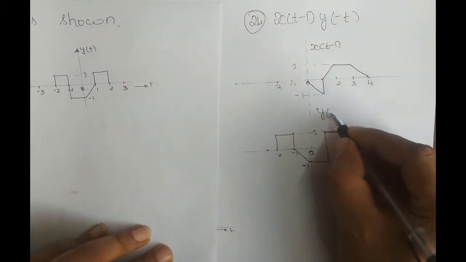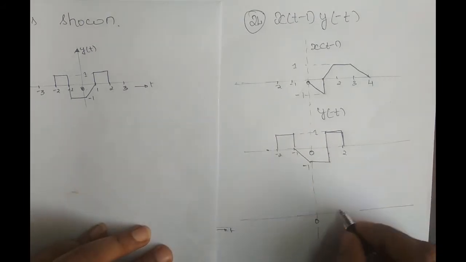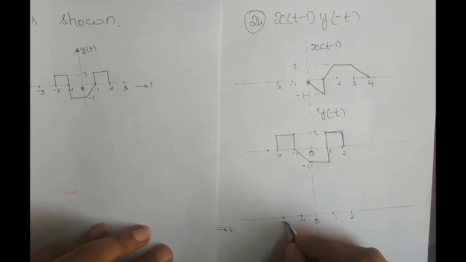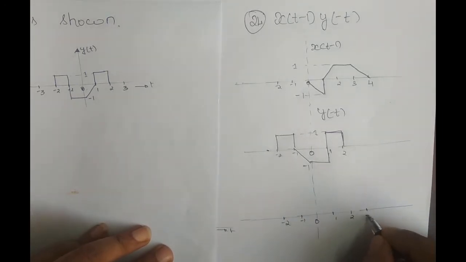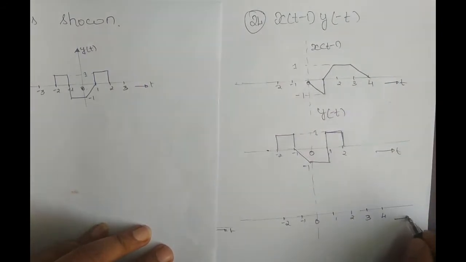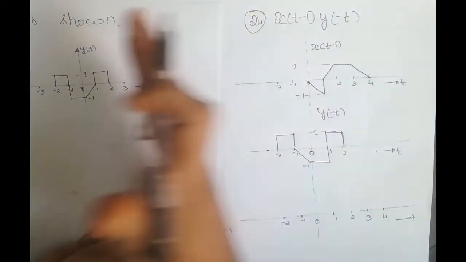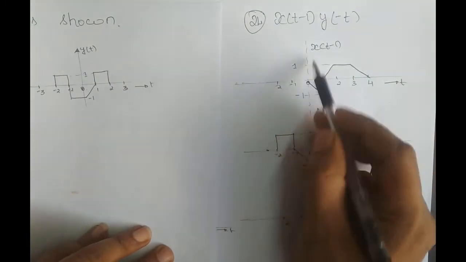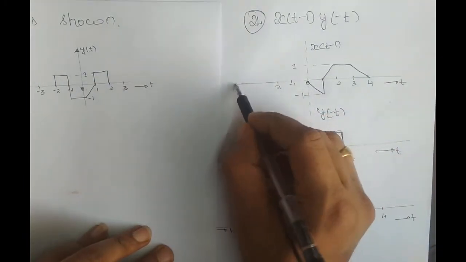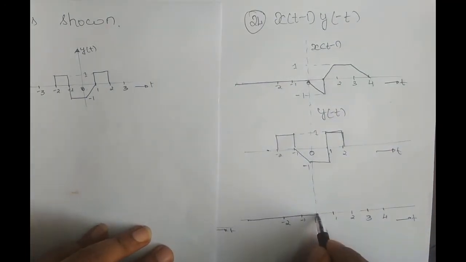So what is the signal? Y of minus t. So this has to be multiplied now. So this is t is equal to 0, t is equal to 1, t is equal to 2, minus 1, minus 2, so minus 3, so 3 and 4. Okay, so 0 into anything is 0. So for negative values of t, amplitude of the signal is completely 0. So 0 into any signal is 0, right?